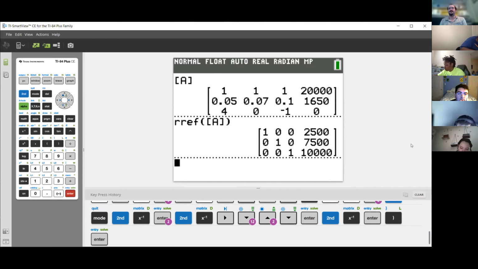So A was in the first account. In the first account, there was 2,500 invested. In the second account, there was 7,500 invested. In the third account, there was 10,000 invested. That's absolutely correct. This is my A, this is my B, this is my C. This is the amount invested in A, the amount invested in B, amount invested in C.